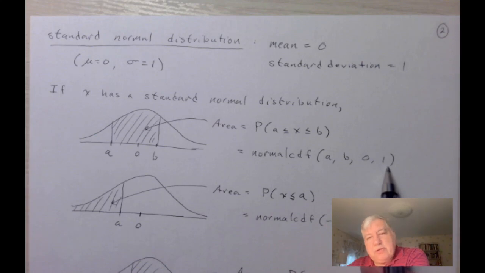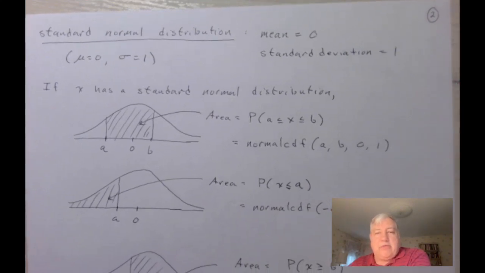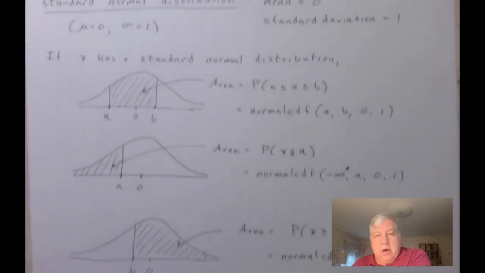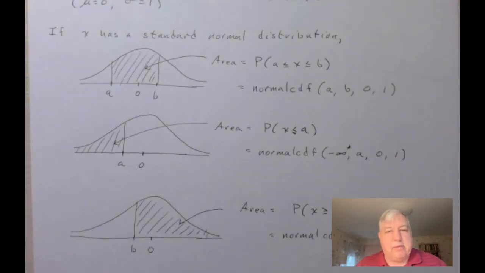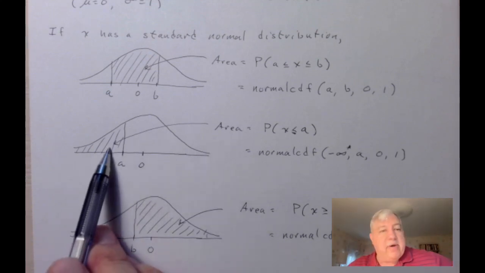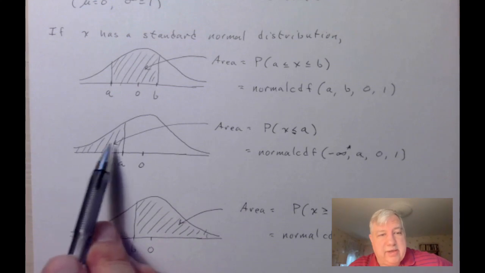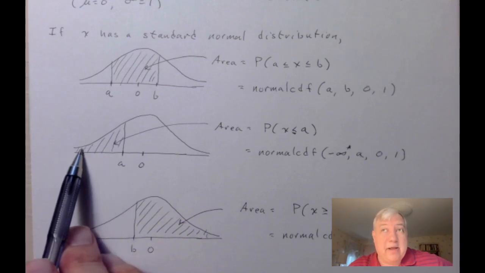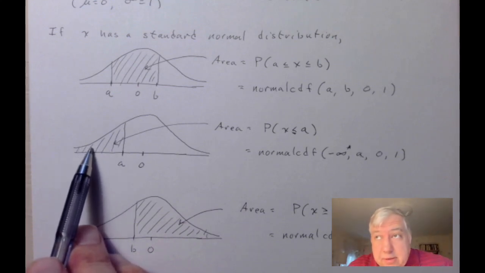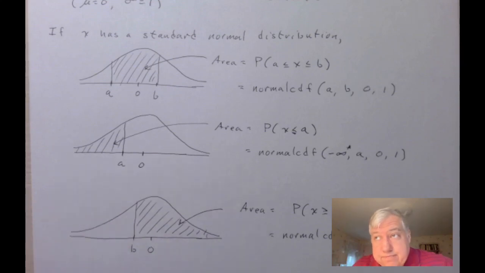And in some calculators, you just give them the endpoints, and the calculator assumes you're talking about the standard normal distribution. If we want to talk about the probability that x is less than or equal to a, or strictly less than a, we're talking about this area right here. And even though this looks like an infinite area, this is actually going to be finite, just because of the way the curve is defined.